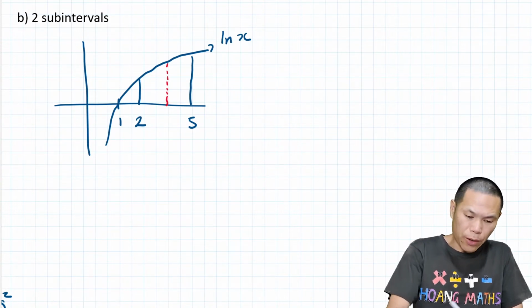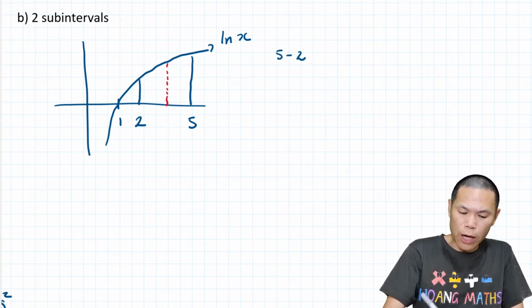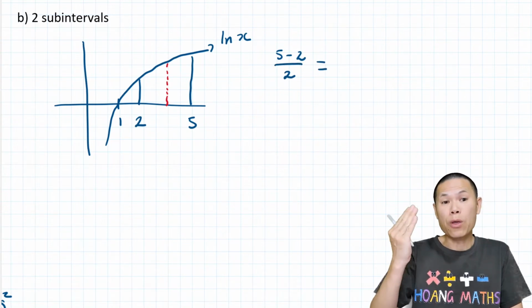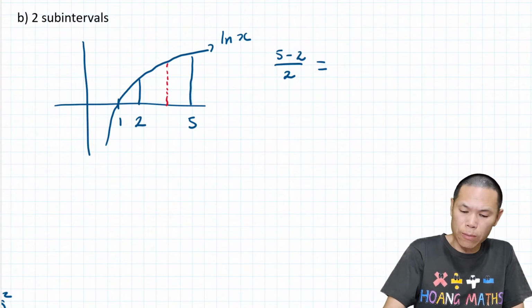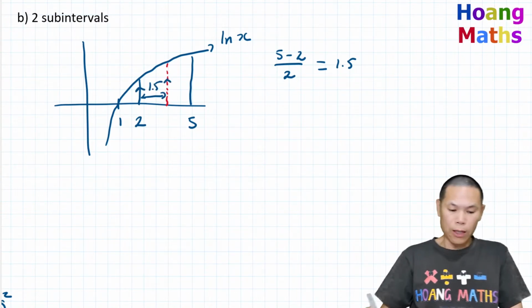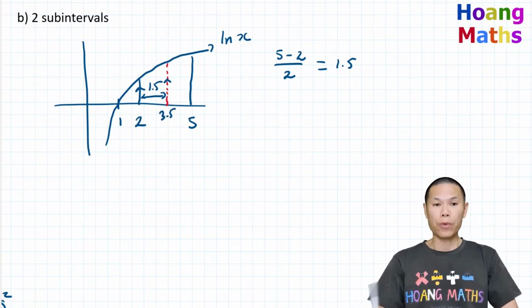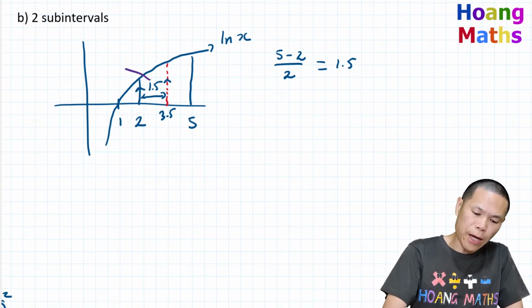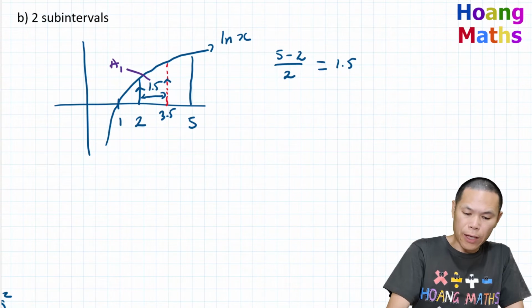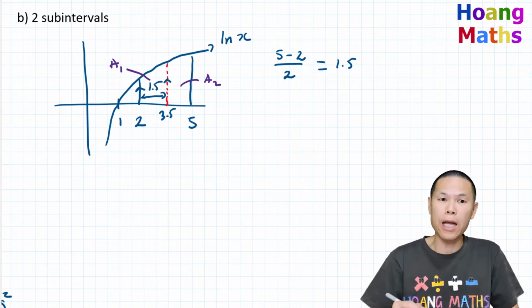And to work out the number in the middle, what we do, we just go 5 minus 2 and we divide by 2, because 2 strips. So that should give me 1.5, because 5 minus 2 is 3, divided by 2 is 1.5. So therefore, the height for this trapezium is 1.5. So now 1.5 plus 2 is 3.5. So there you go. So what we do, we just need to find this area 1, and then we need to find the area 2, and we add them up. That will give us the approximation of the area under the curve.